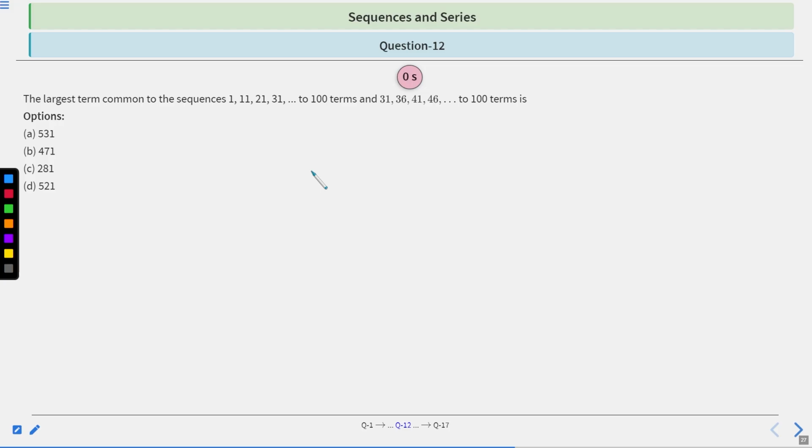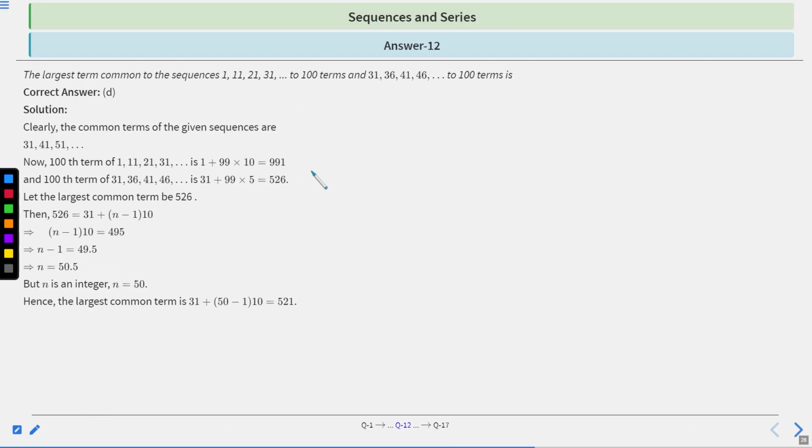Okay, let's move to the solution part. It can be seen clearly that the first common term is 31. 31 is common between them. The next common term will be 41, because here it is increasing by 10, right? So the next common terms will be 41, 51 and so on.